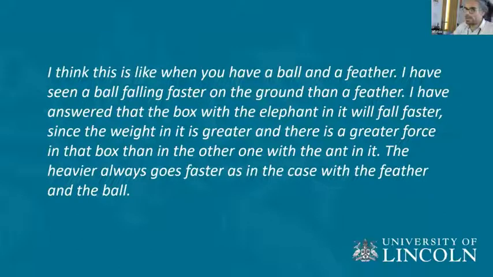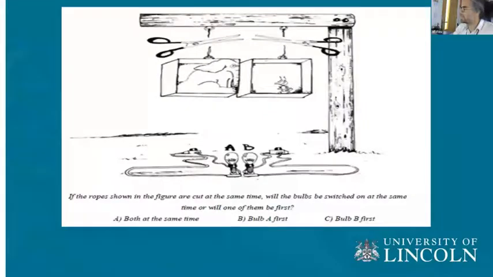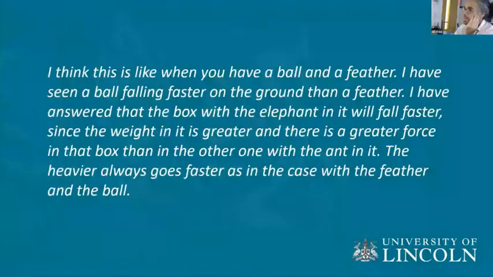So the student said, I'm not sure you had time. Do you have time to read the question? Yeah, go for it. The student answered that, I think this is like when you have a ball and a feather. I've seen a ball falling faster on the ground than a feather, faster than the box with the elephant in it. It will fall faster since the weight in it is greater, and there's a greater force in that box than in the other one. The heavier always goes faster, as in the case with the feather and the ball.